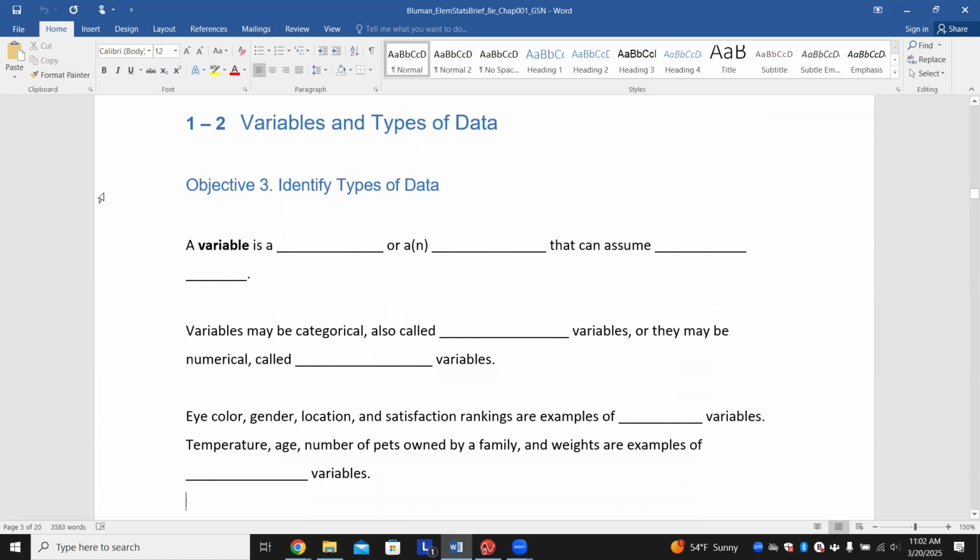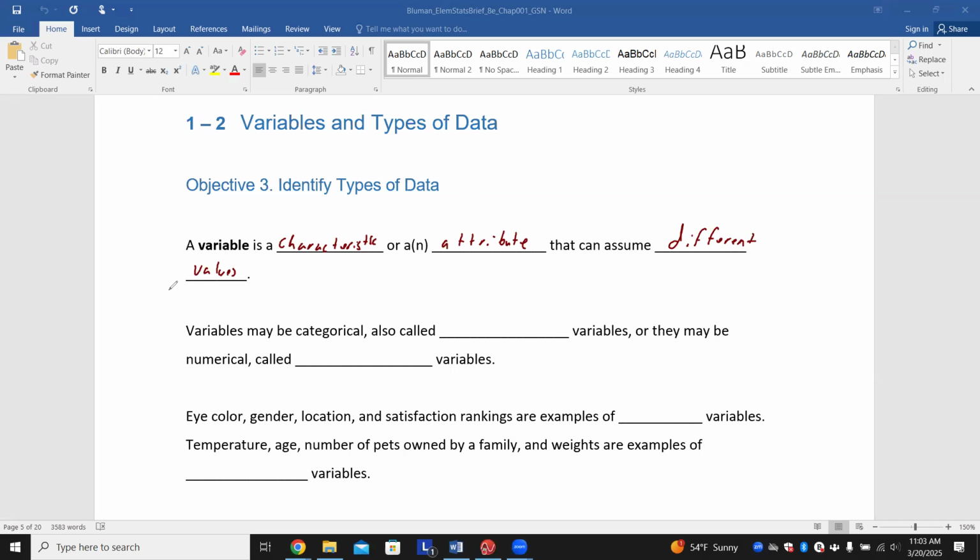But in 1.2, this is talking about variables and types of data. So in objective 3, we want to identify types of data. And one of them is a variable, is a characteristic or an attribute that can assume different values. So meaning a variable can represent different numbers.